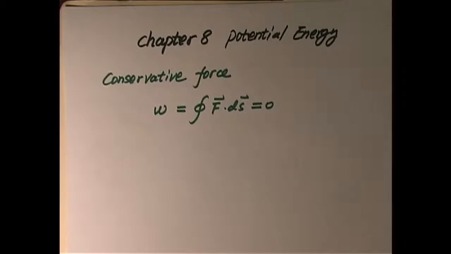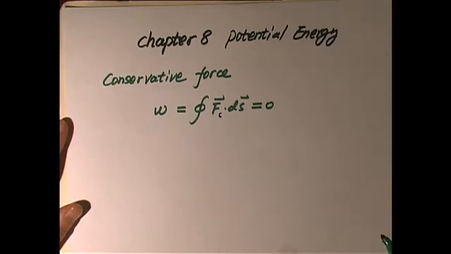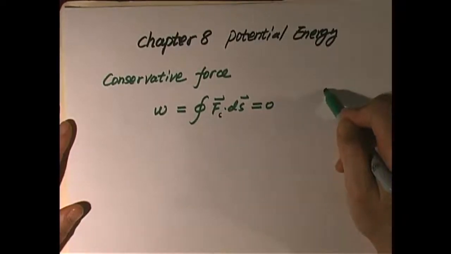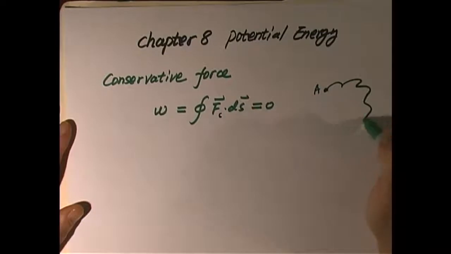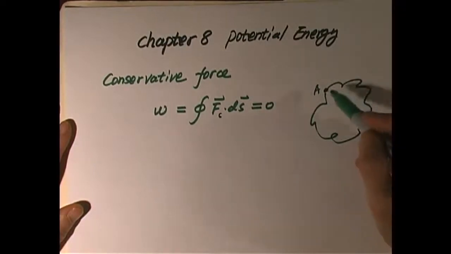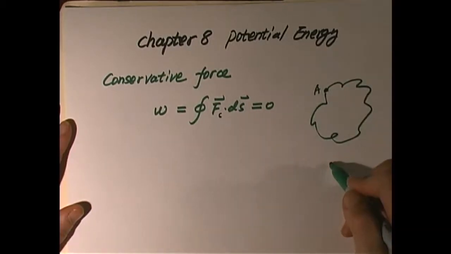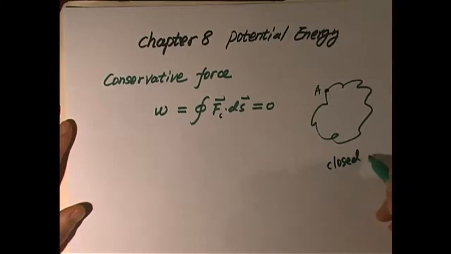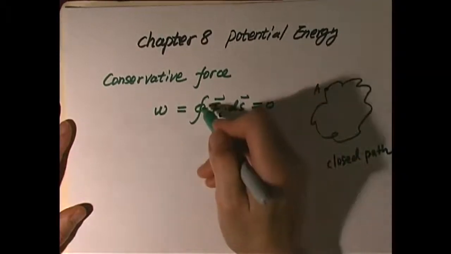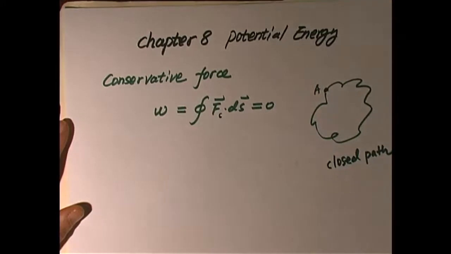A conservative force does work defined as the integral of F_C dot ds. This sign means a closed path integral. For example, if an object starts from point A and goes somewhere under, let's say, a couple of forces, but one of them is a conservative force, and it starts from A, goes somewhere and ends back at A, this is called a closed path. So this circle means the integral is about a closed path.